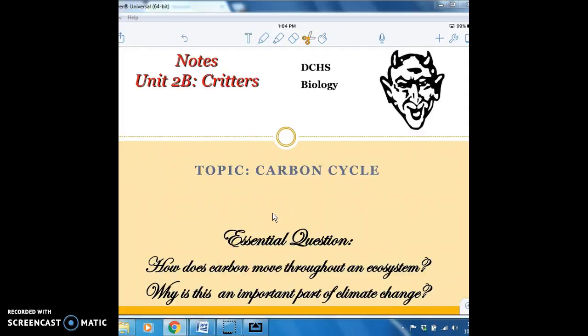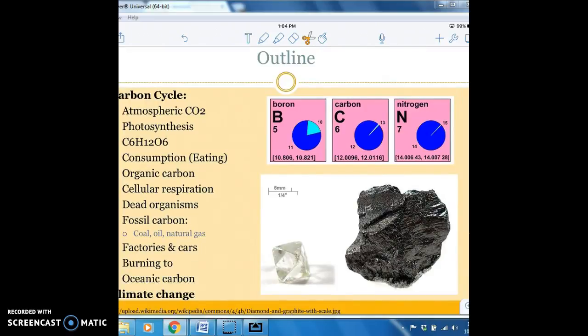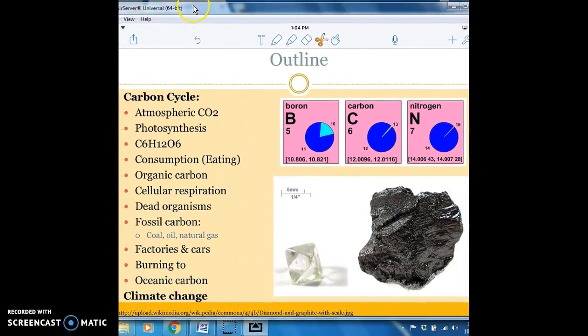These are your notes over the carbon cycle. Our essential question: how does carbon move throughout an ecosystem? Why is this an important part of climate change? So here's your outline. These are the different stops of the carbon cycle.